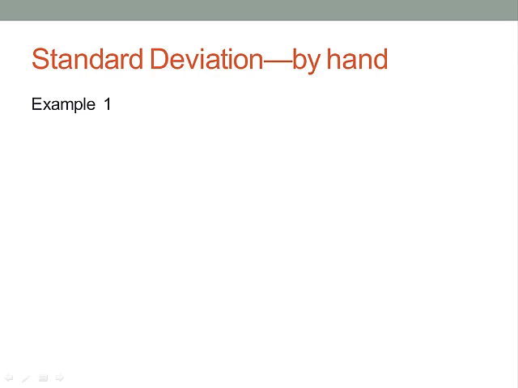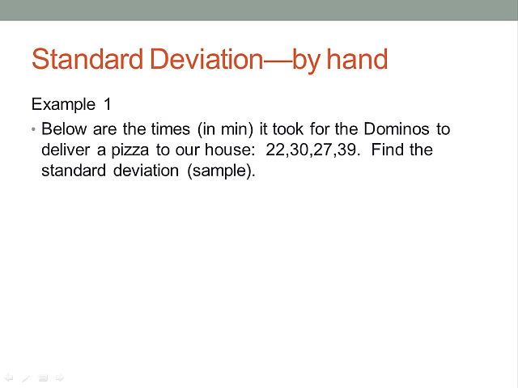So by hand, we'll show you just one of these. Below here are times in minutes it took for Domino's to deliver a pizza to our house: 22 minutes, 30 minutes, 27 minutes, and 39 minutes. So find the standard deviation. We're going to pretend this is just a sample. I didn't go out and count every time Domino's delivered pizza to someone's house. This is just my house, the last 4 times.